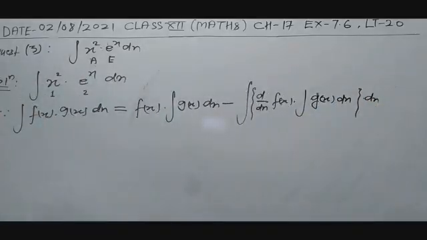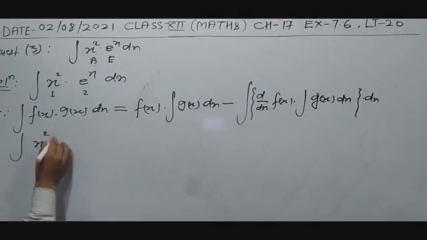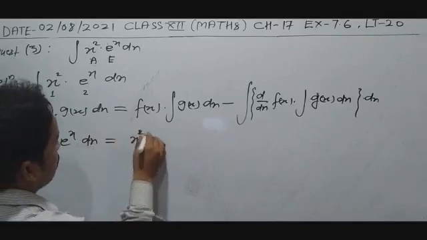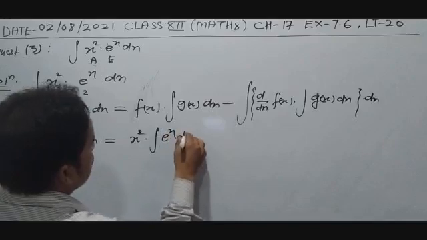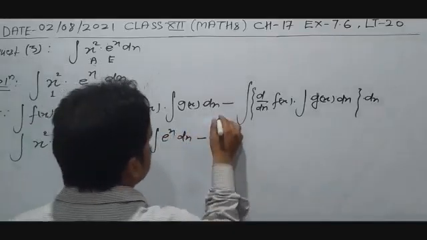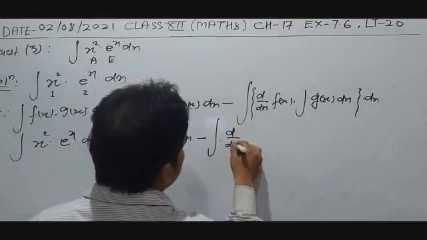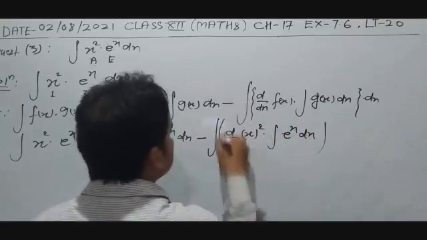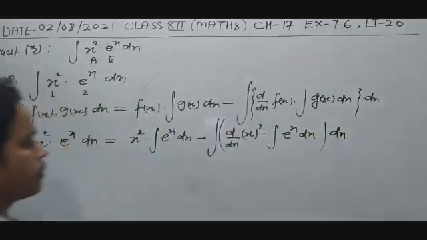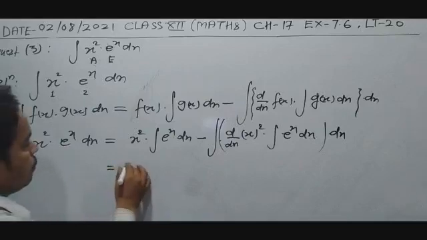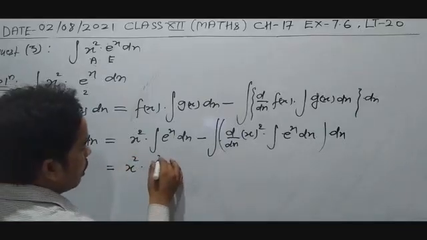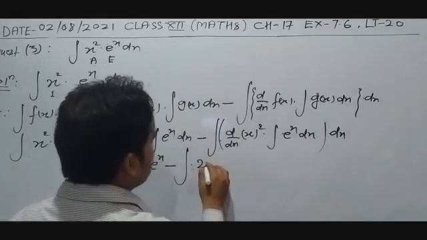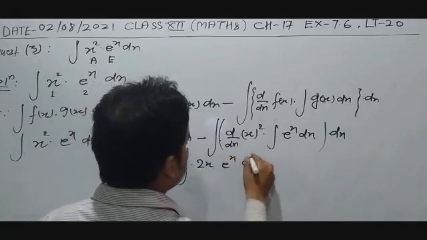This is the formula and you have to put the values. So the integral of x square times e to the power x dx is equal to first function x square times the integration of e to the power x dx, minus the integration of d by dx of x square into the integration of e to the power x dx. Its result will be x square times exponential, minus the integration of 2x, the differentiation, times e to the power x dx.